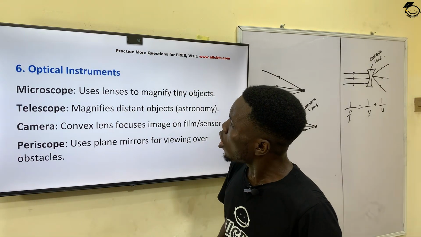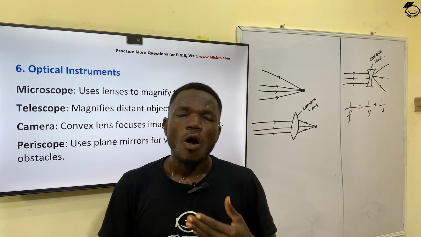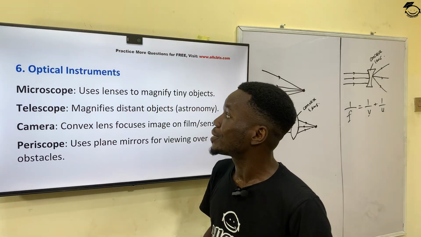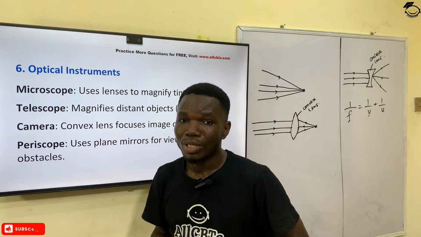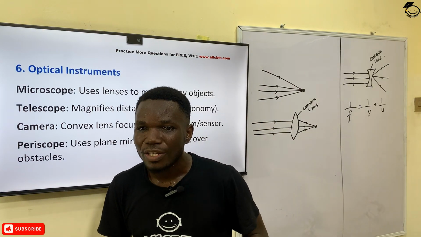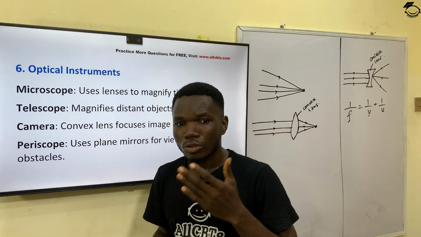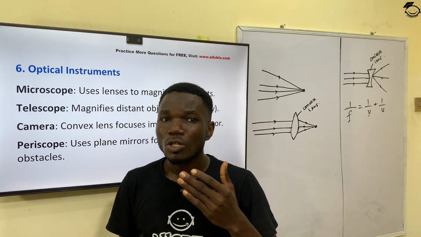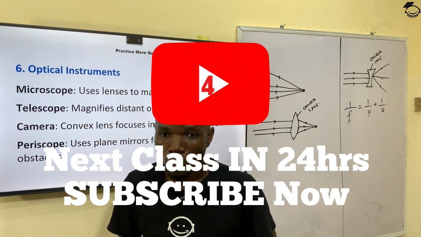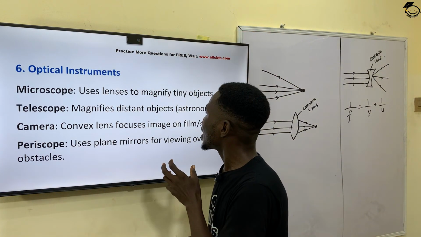Let's talk about optical instruments. Now, optical instruments are just one of the applications of light. We use what? Light in optical instruments. And one of the first optical instruments that we're going to talk about is the microscope. And it uses lenses to magnify objects. So in your microscope, for example, you have what we call the compound microscope that combines what? Two convex lenses to what? Magnify what? Objects.